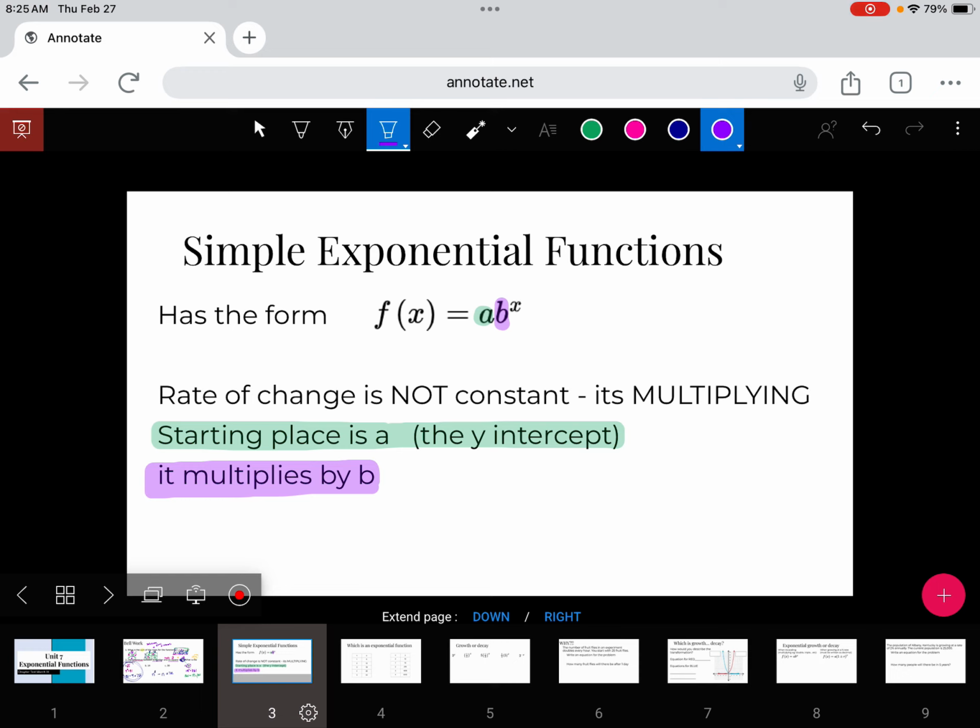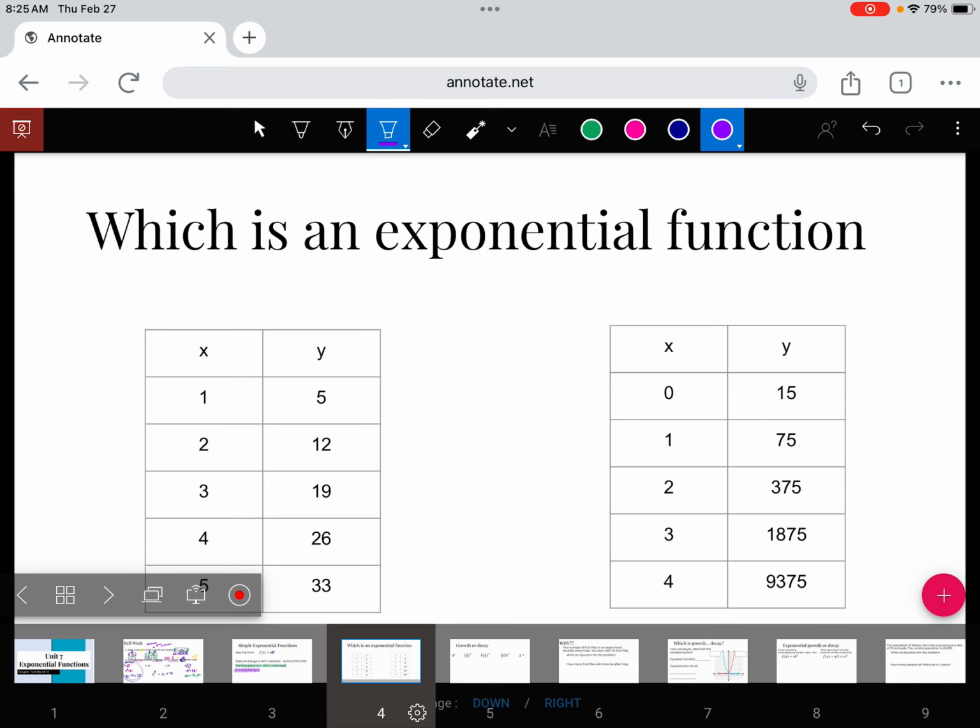So we will hopefully get through everything on here. We may catch the Albany one tomorrow, but we'll see how it goes. What we're going to start with is these two tables, and we want to see which of these is an exponential function.